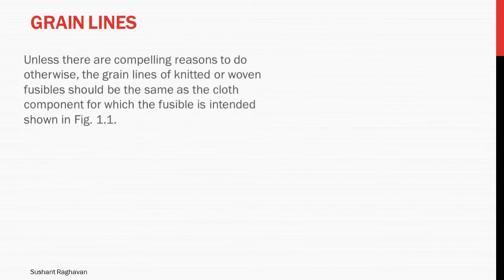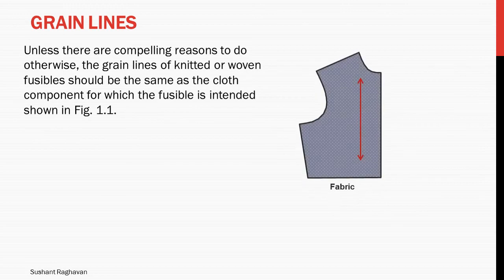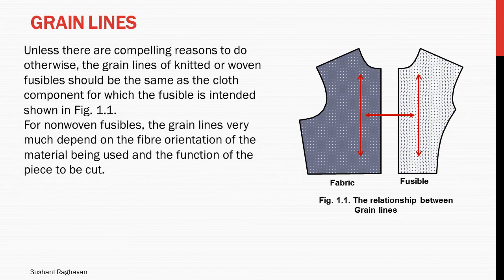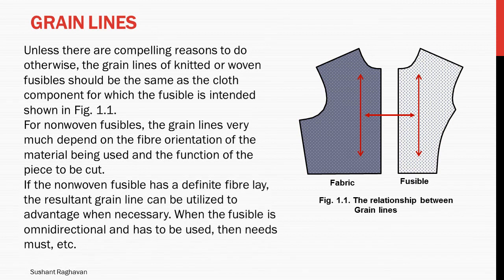Grain lines. Unless there is a compelling reason to do otherwise, the grain lines of knitted or woven fusible should be the same as the cloth component for which the fusible is intended, shown in figure 1.1. For non-woven fusibles, the grain lines very much depend on the fiber orientation of the material being used and the function of the piece to be cut. If the non-woven fusible has a definite fiber lay, the relevant grain line can be utilized to advantage when necessary.